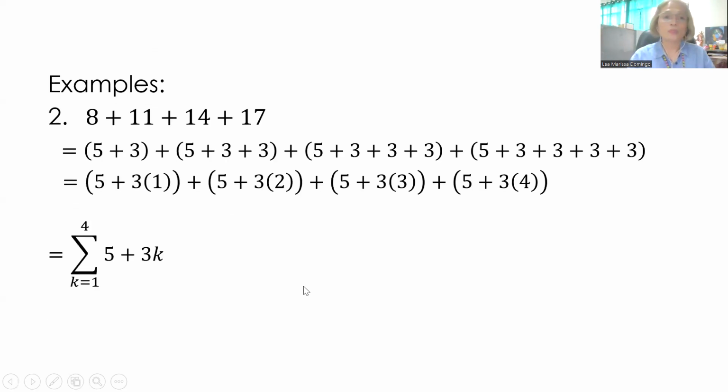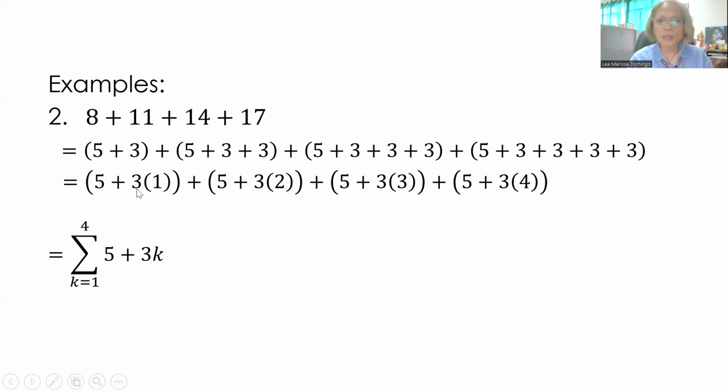Okay. Next, number 2, we have 8 plus 11 plus 14 plus 17. Now, notice that 8 can be expressed as 5 plus 3, 11 is 5 plus 3 plus 3, 14 is 5 plus 3 plus 3 plus 3, and 17 is 5 plus 3 plus 3 plus 3 plus 3. Bakit ganon? Kasi kumukuha tayo ng pattern, no? Yung pare-pareho. Okay? So, notice na lahat sila may 5. So, meron tayong 5 sa summation natin. And then, constant din yung 3.